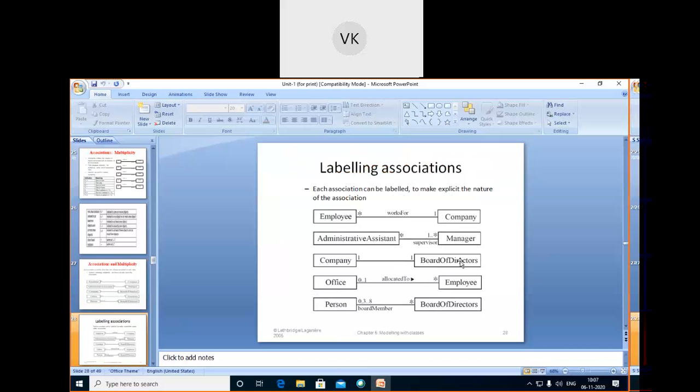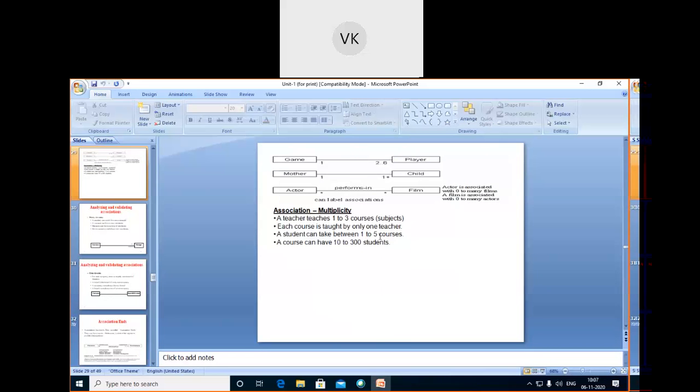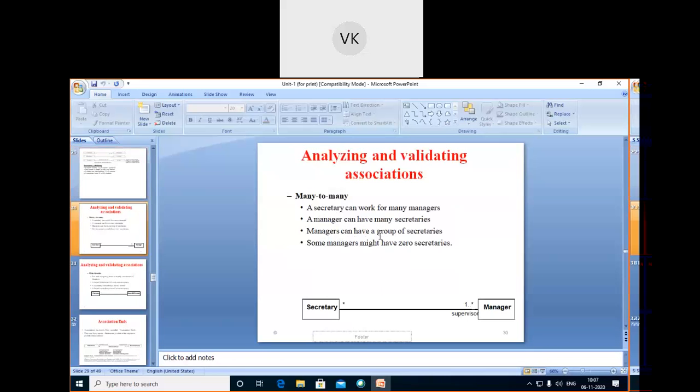Similarly, all these are some of the examples. Here you see analyzing and validating associations. Here some of the things are there. Many to many association: many objects of one class may be related to all the objects of the other class.